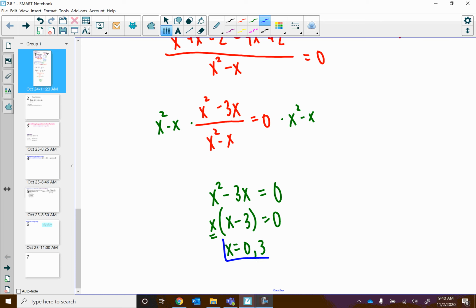And now let's check these two solutions. Where was our original equation? Hold on, give me one moment.